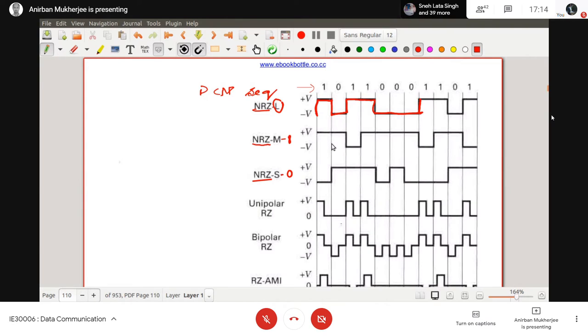If by mistake somewhere I get a zero at the down level, I will get a one, and the change will be opposite. Again, for one, I will do a change; for another one, another change. For all zeros, I will not do the change. So in this NRZ-M, it is differential coding. Differential coding means that when I have a logical one, I go from one level to another level. So if I miss it, my transition will be like this.